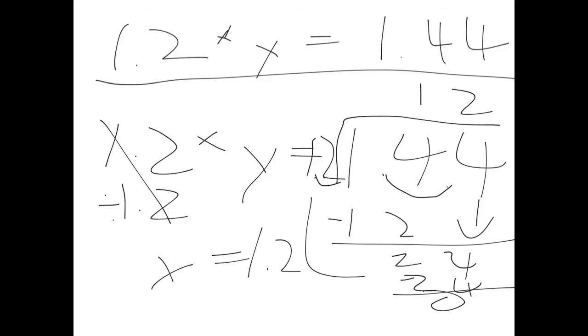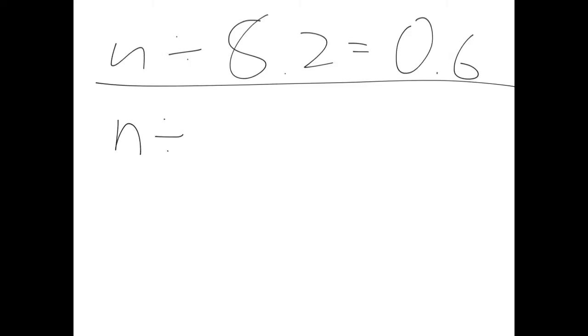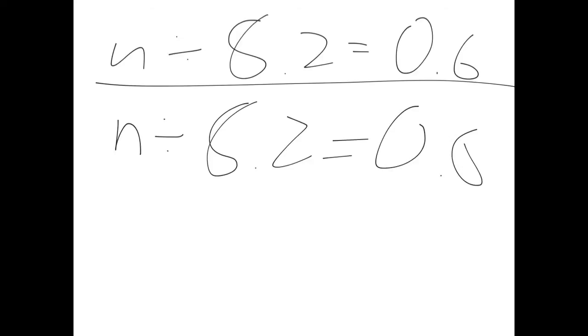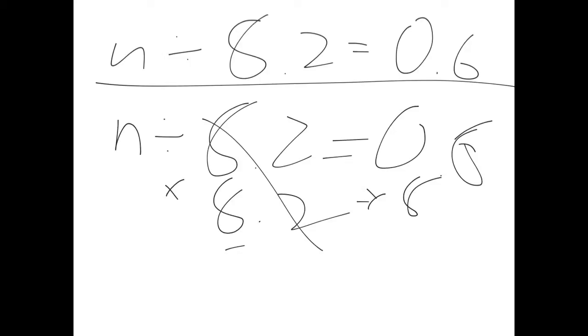So then y equals 1.2. Okay, so for this problem, n divided by 8.2 equals 0.6. Since you're dividing by 8.2, you go times 8.2, and that cancels it out. And then whatever you do over here, you have to do over here. So then you do times 8.2 equals 2 times 6 equals 12. Carry your 1. 2 times 0 equals 0. And then 8 times 6 equals 48.